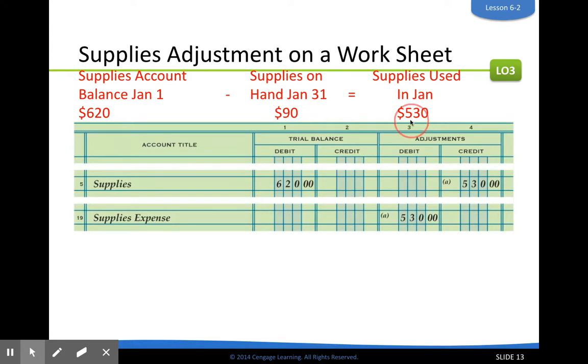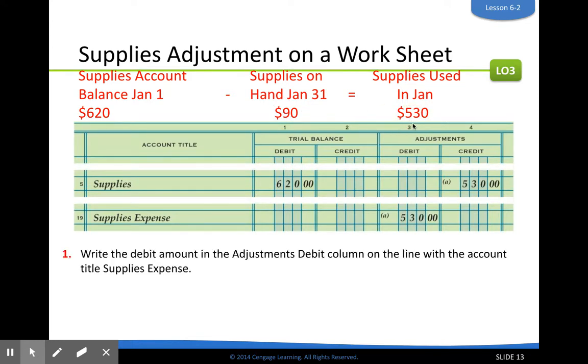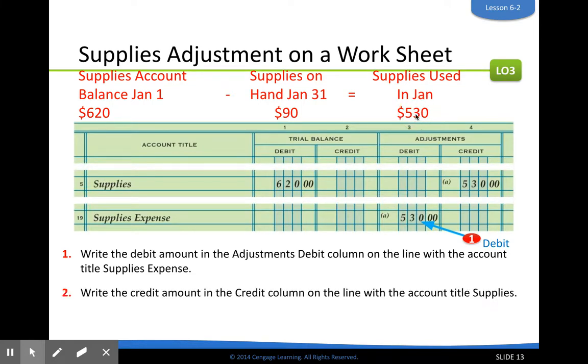So we need to make an adjustment. Step one of the adjustment is we're going to write the debit amount. So we are going to debit supplies expense for that $530 worth of supplies that we've used in January. We always debit expenses, so we're debiting supplies expense for the first time. Then how do we decrease a debit of 620? We decrease it by a credit of 530.